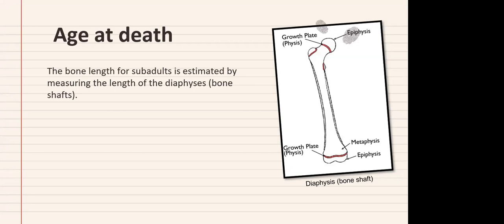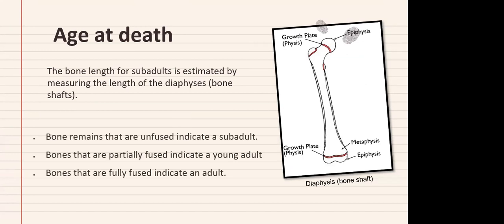But this technique is less reliable in adults as the size and shape of long bones varies more in older people. Next slide. So, since diaphyses and epiphyses aren't initially fused in children, bones that remain unfused indicate a subadult. Bones that are partially fused indicate a young adult, and those that are fully fused indicate an adult. And next slide again.